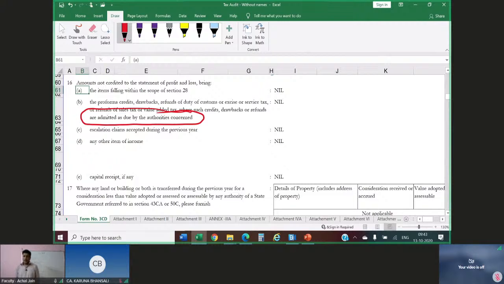Next is about any escalation claim. So any escalation claim which may have been received by the entity and which, let's suppose, has been adjusted, say with the amount of asset, but which has not been taken to the P&L, that is again required to be reported over here. All right.